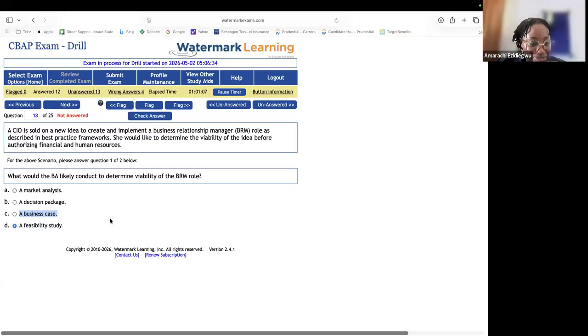So now it's confusing. One thing I also use in a situation like this is to consider what is a technique in the BABOK. We have four things to pick from. A feasibility study, even if it is something we do in real life, is it a technique listed in the BABOK? A business case, is it a technique? A decision package, what does that even mean? A market analysis, is it a technique? That's the way I would proceed to do the elimination.